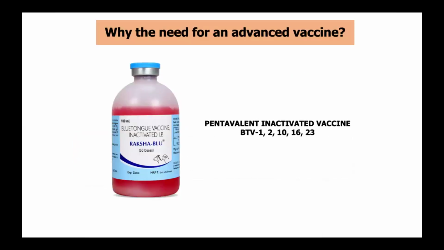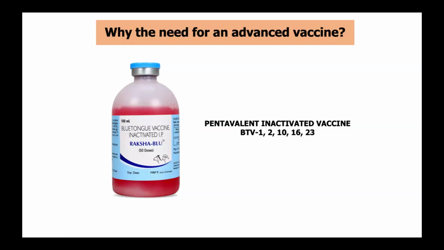So now it is already there. Why do we need an advanced vaccine? There have been certain reports from the field that despite being vaccinated, we are still seeing outbreaks. In some flocks it is protecting very well, and in some seasons it is protecting very well. But in certain flocks, it is not. Again, it depends on a lot of factors, like when we are actually vaccinating.